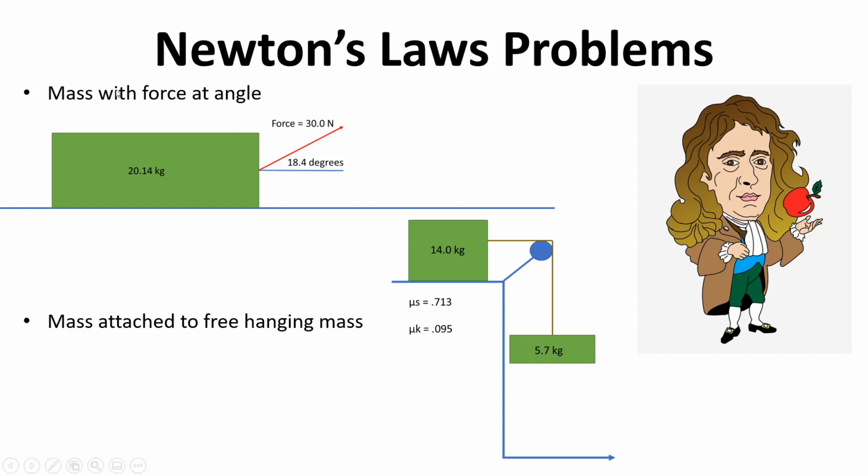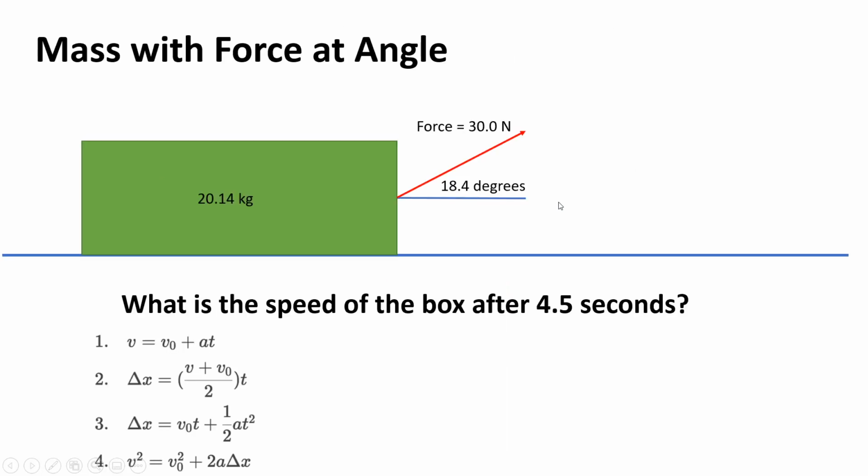Mass with force at an angle, basically just a block, and they tell you that the force is acting on the block at some angle, like it's being pulled, and the angle is from the horizontal. And a mass attached to a free hanging mass. So this mass here is attached to a free hanging mass over the edge, and they give you the coefficients of friction. So let's get started. Our first problem is mass with force at an angle.